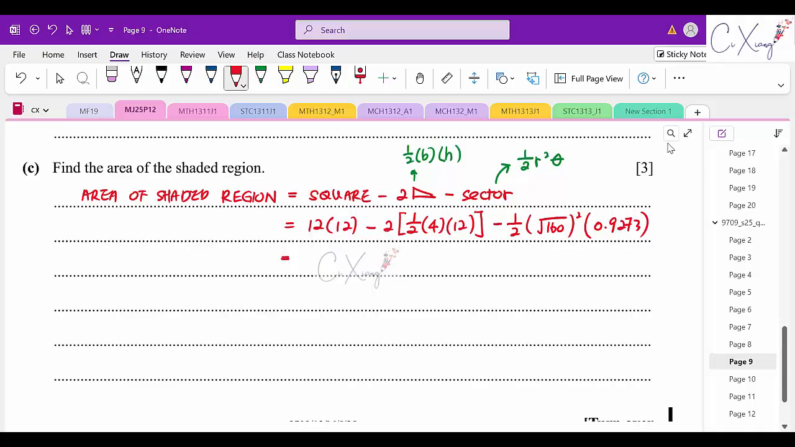Then you try to use the calculator to help and simplify all the terms here. By right, you will be getting this. Okay, a fraction. If not, then you can change it to 3 significant figures, which is 21.8.